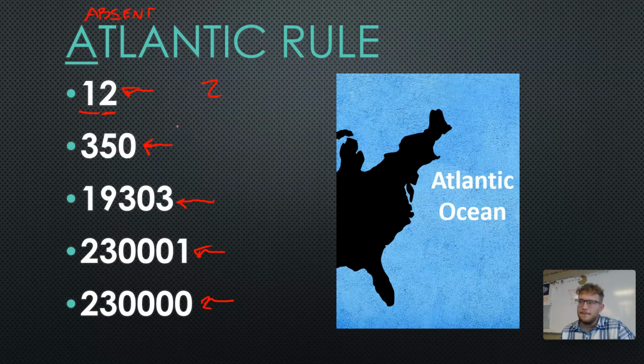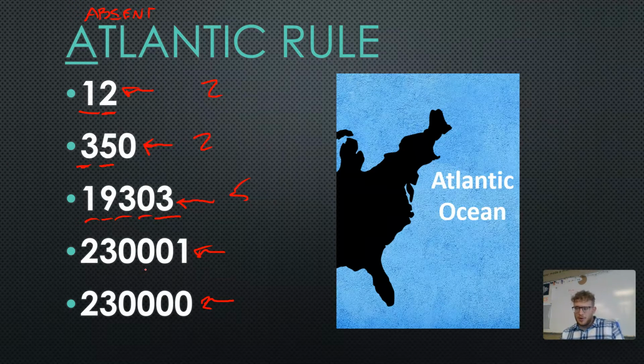Well, what about 350? Well, from right to left, this time the first non-zero digit I hit is actually this 5. And then everything after that, from right to left, is going to be significant. So 350 has 2 significant digits in it. All right, 19,303. How many are in that one? Well, the first one we hit is this 3. Now everything after that is significant, all 5.